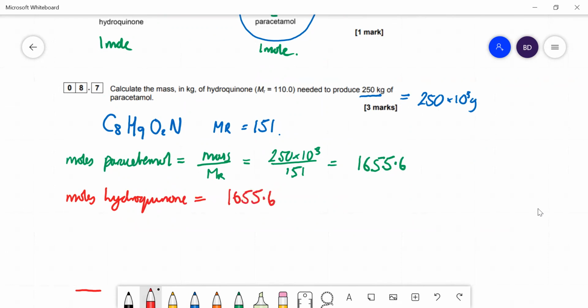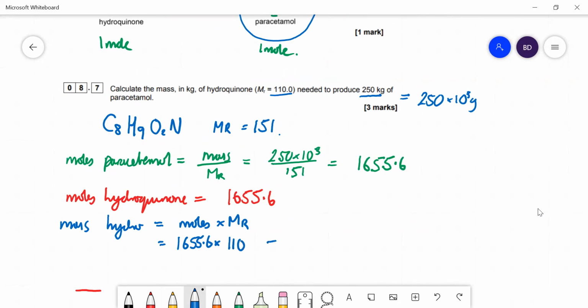1655.6. So the mass of the hydroquinone is going to be equal to the moles multiplied by the MR. The moles is 1655.6 multiplied by the MR, which they tell us is 110, which gives us 1.82 times 10 to the 5 grams. They ask us for the mass in kilograms, so divide by 1,000, that is equal to 182 kilograms. And that's three significant figures. Our least accurate bit of data is to 3 sig figs, so that's what we should do.